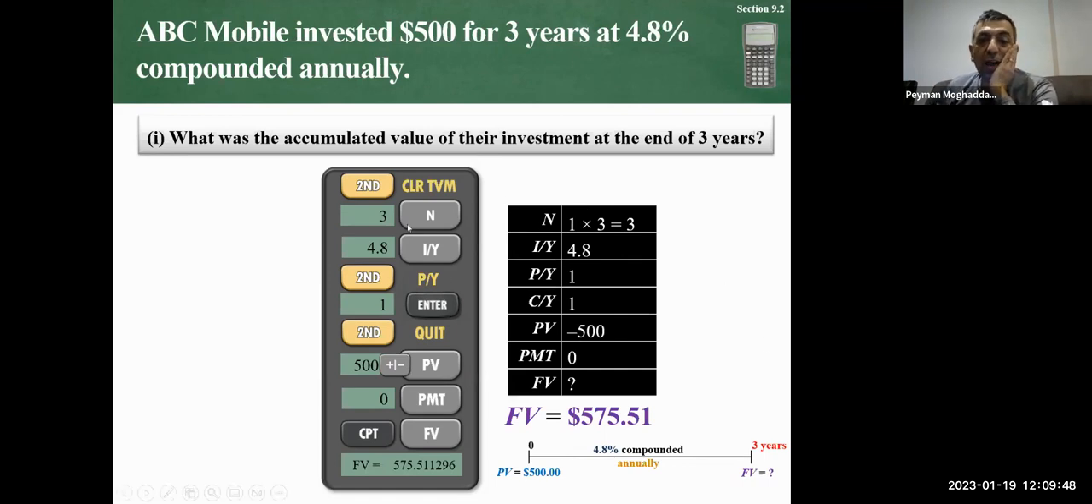Okay. So N, as I said, is the number of compounding periods. It is not the number of years. I over Y is the nominal interest rate, and P over Y is M, which is the compounding frequency. PV is present value, and FV is future value. Okay.